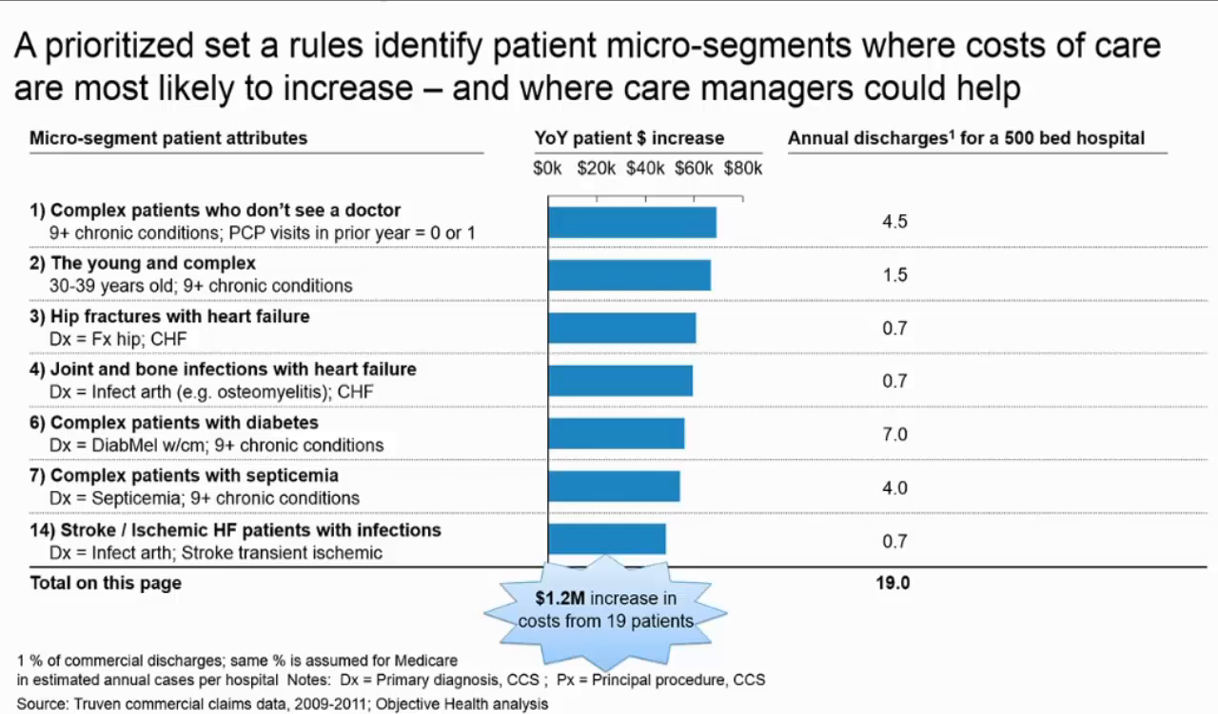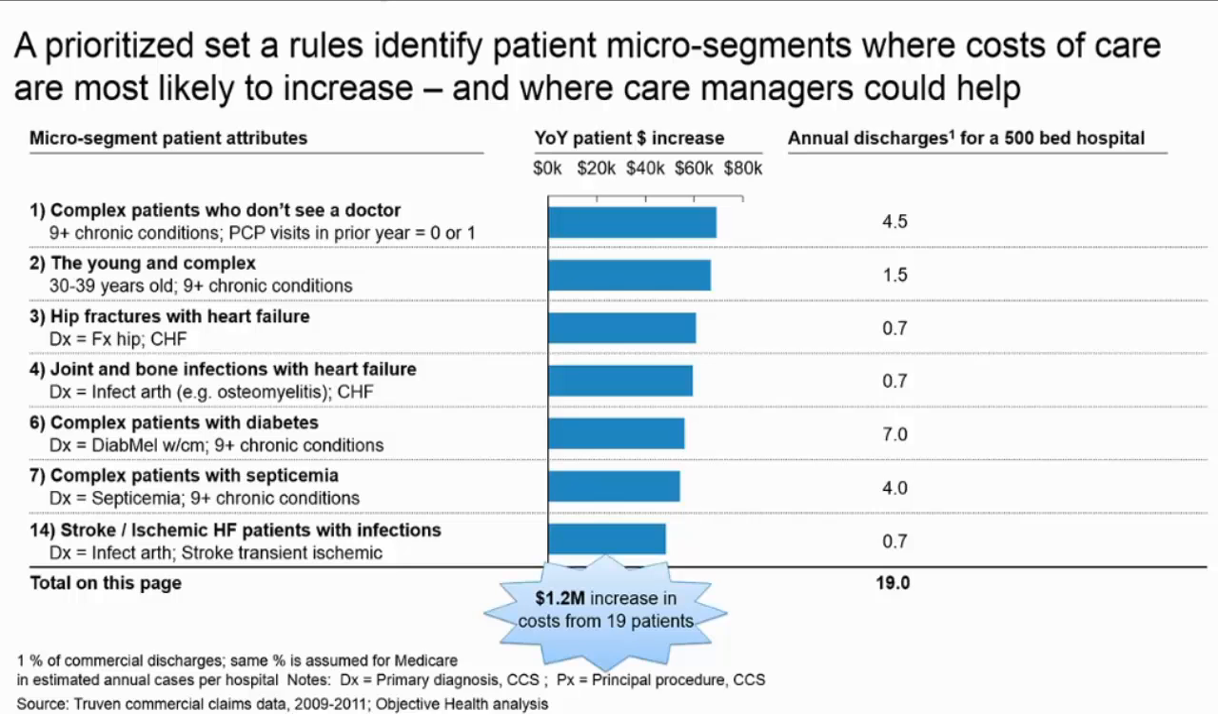If you add up all the patients in this top 7, you end up with 19 total patients, whose net total cost of care is going to increase by $1.2 million the year following their discharge versus the year prior. And so this is exactly where care managers can be effective. And we can talk about how they can be effective in each of these particular microsegments.